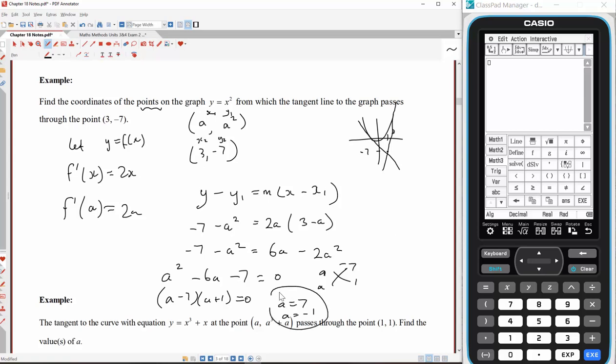Right, so let's go to our acceptable values of a, and what we're going to do is pop them into this. This is the point where the tangent passes through (3, -7). So what we'll do is we'll sub a in. So we've got a is equal to 7, a squared is 49, a is equal to negative 1, and negative 1 squared is 1. So let's check that solution via a graph.